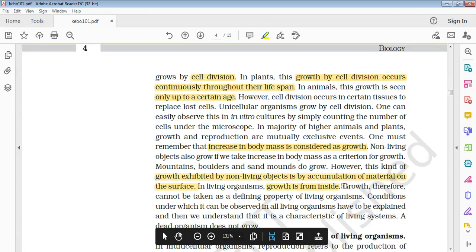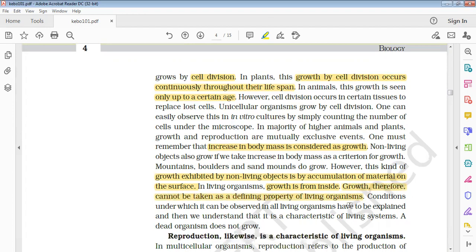So if a question is asked, growth cannot be taken as a defining property of living organisms, define or explain, how will you explain this question? Here you have to consider growth. What is growth? You have to give the definition of that. Growth is the increase in body mass and also the increase in individual numbers. In case of unicellular organisms, growth occurs by increase in individual number of cells. But in multicellular organisms, growth occurs by increase in body mass by cell division, and that occurs inside.